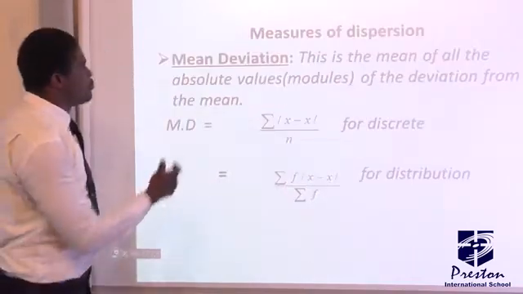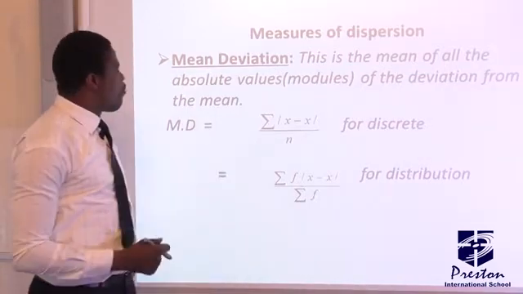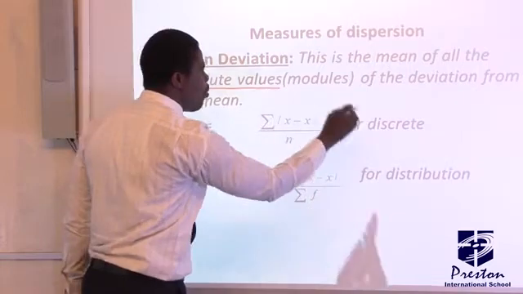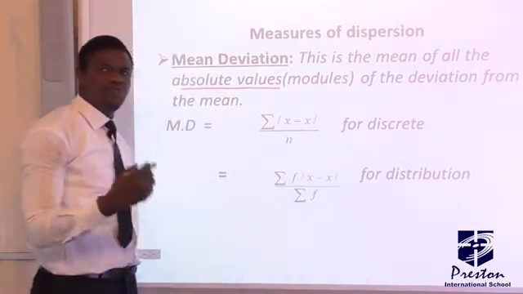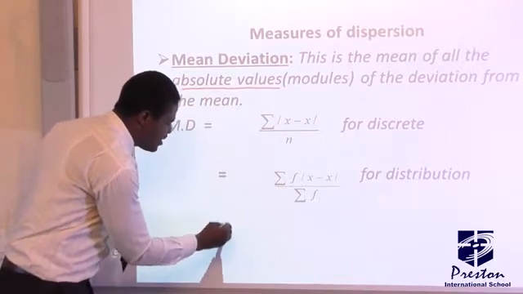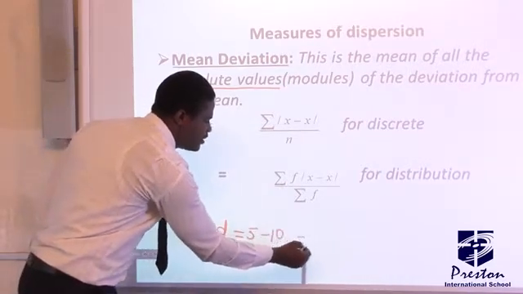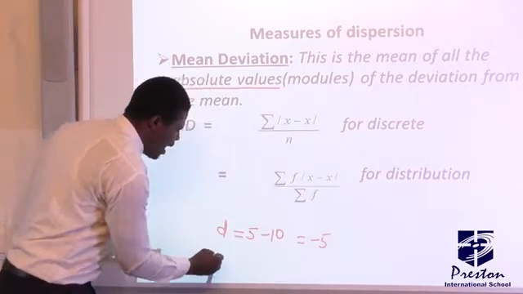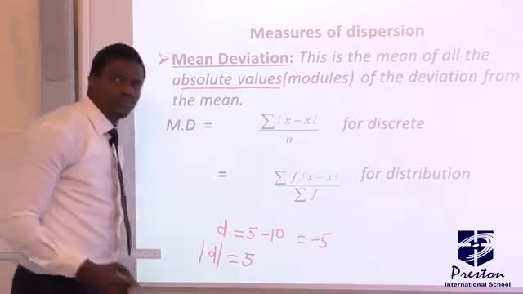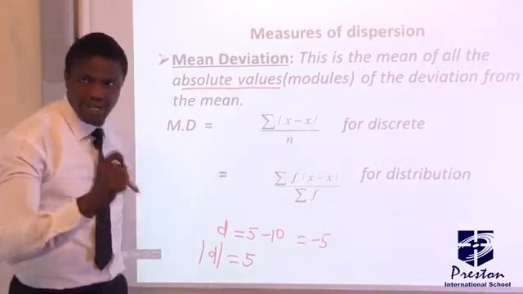Now, mean deviation. This is the mean of all the absolute values of the deviation from the mean. What do we mean by absolute value? In a situation whereby the deviation is equal to 5 minus 10, this is equal to minus 5. So the absolute value of this deviation is equal to 5. That is the positive value of the deviation.